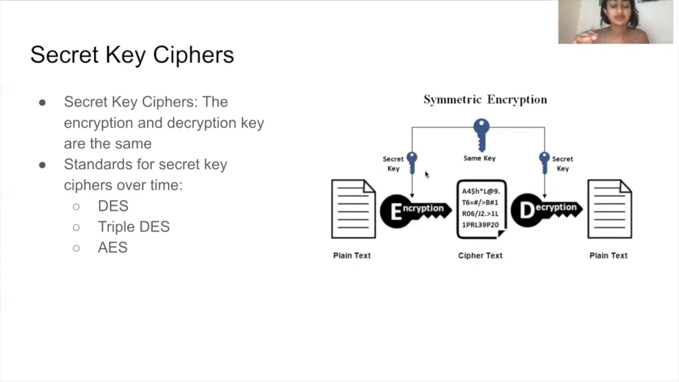Triple DES encrypts the block of plain text by encrypting the first block using key 1, and then decrypts that block with key 2, and then encrypts it again with key 3. And decryption is essentially the inverse. So it's decrypted with key 3, encrypted with key 2, and then decrypted with key 1. So it does work because it essentially just compounds DES.